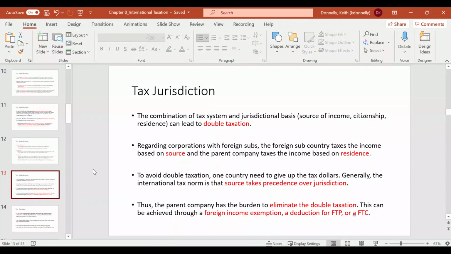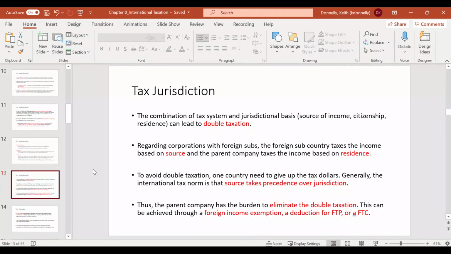Now, with this setup, this can give rise to double taxation if countries are using different bases, right? Maybe in the United States we are using a citizenship basis to tax you, but then you make money in Germany and they're taxing you based off of the source of income because it was sourced to Germany. This is why double taxation comes into fruition, why it happens.